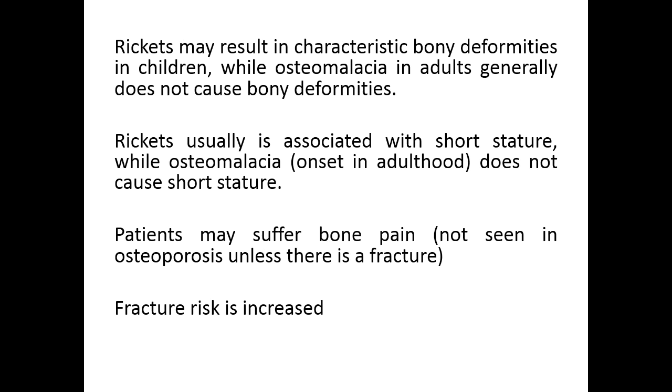Rickets may result in characteristic bone deformities in children, while osteomalacia, which is the adult form of rickets, generally does not cause bony deformities. While rickets usually is associated with a short stature in children, osteomalacia does not cause short stature. Why? Because it occurs in adulthood, while rickets occurs in childhood.